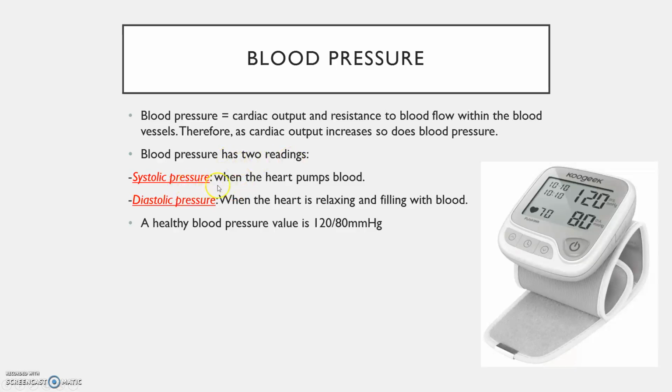You've got systolic pressure, which is when the heart beats. So the pressure in the arteries when the heart beats, so when it goes boom, the pressure when it forces that blood through the vessels is systolic pressure. Diastolic is when the heart is relaxing and filling again. Now, a usual healthy blood pressure is 120 over 80. This 120 is systolic when the heart beats. So when the heart beats, the pressure within the arteries is around about 120. When the heart is filling with blood, a healthy reading would be 80.